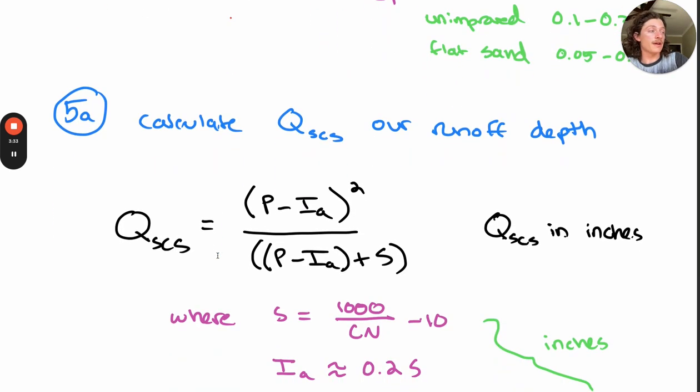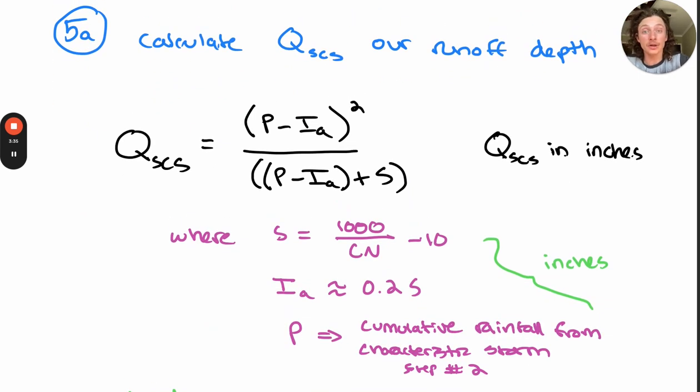Finally, we'll move on to step 5A, which is going to be calculating Q for the SCS curve number method. For the curve number method, Q is in inches and it is our runoff depth. We have our governing equation Q equals (P minus Ia) squared over (P minus Ia plus S), where we can calculate S, our storage, based on the curve number, as 1,000 over CN minus 10. And next, we can calculate initial abstraction, or the amount of rainfall that is initially absorbed into the ground during a storm event. And based on storage, Ia is about equal to 0.2 times S.